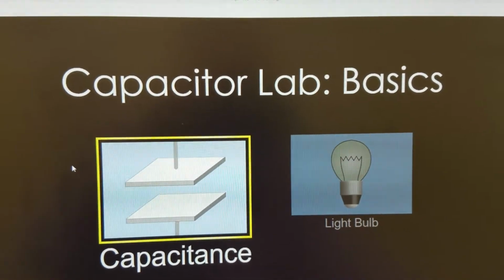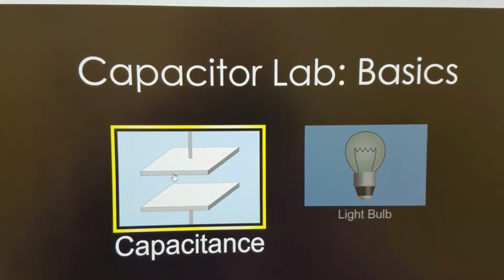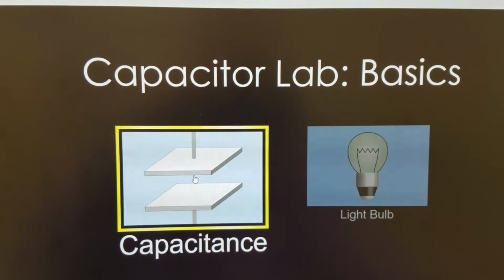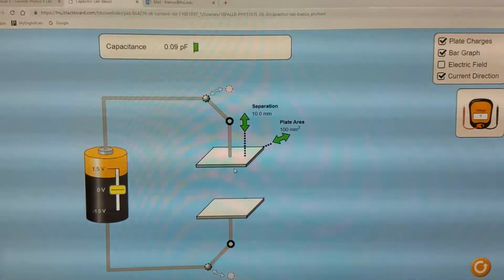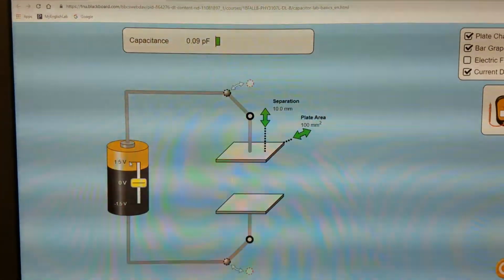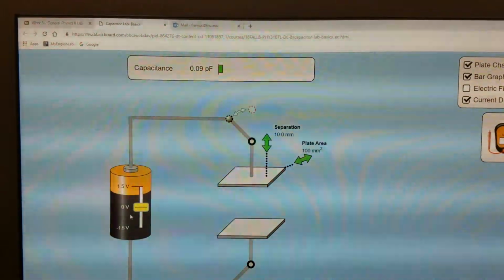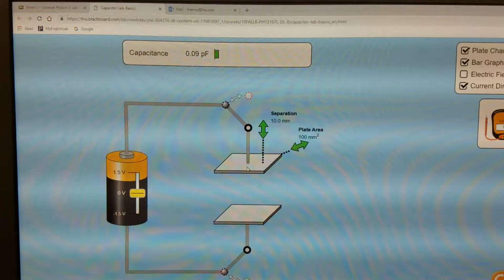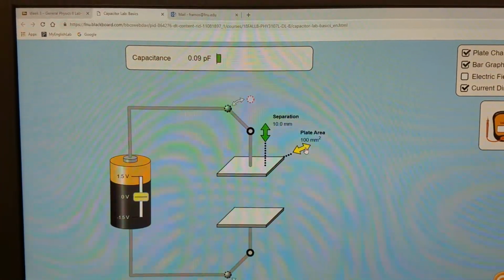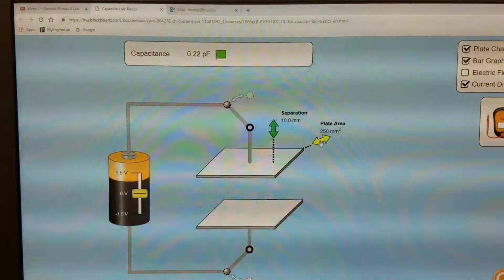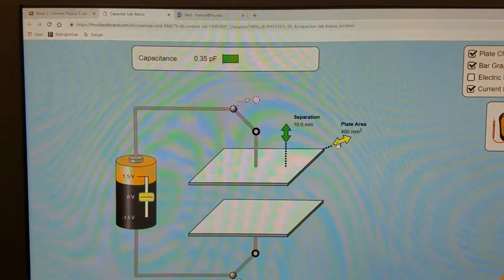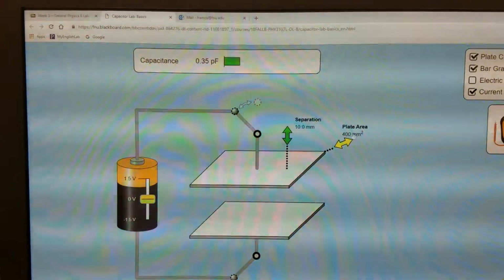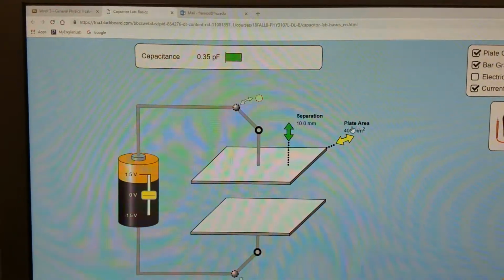Basically, when you click on the simulation, you must open here the part that belongs to capacitance, and then you're going to find a circuit that contains a battery and a capacitor, right? This is a parallel plates capacitor. You can increase the plate area just pulling or pushing this arrow, and you can see in what magnitude you increase or decrease the plate area.